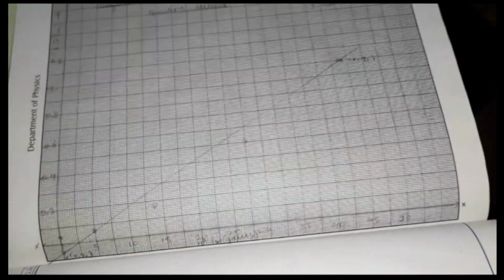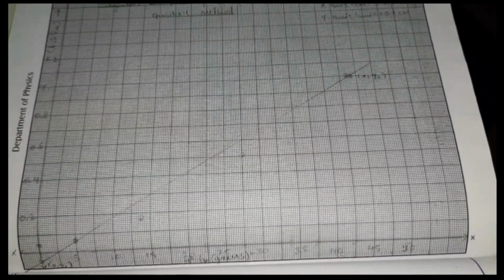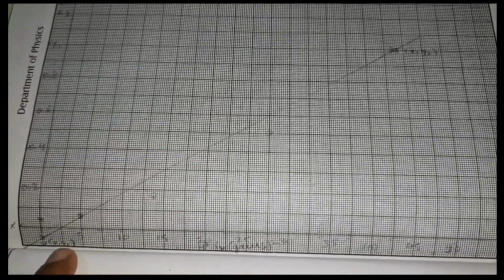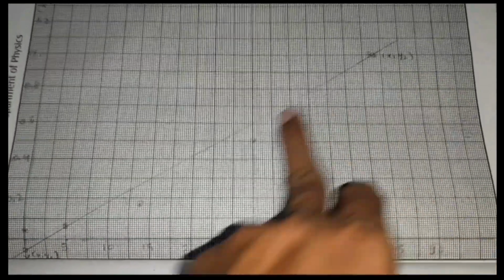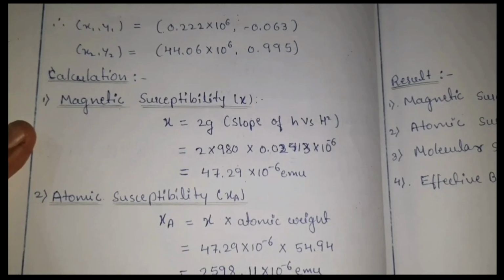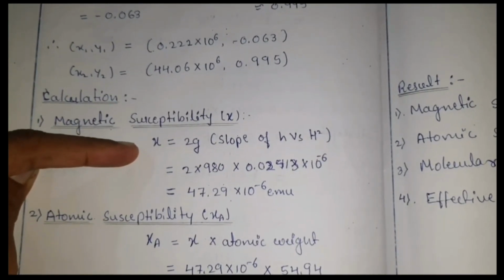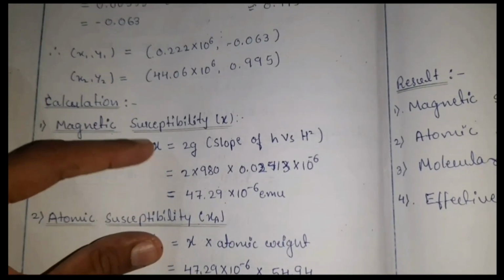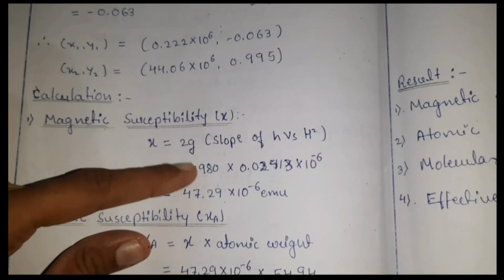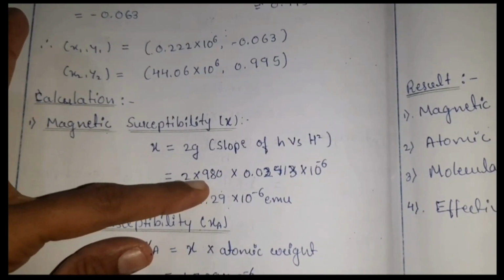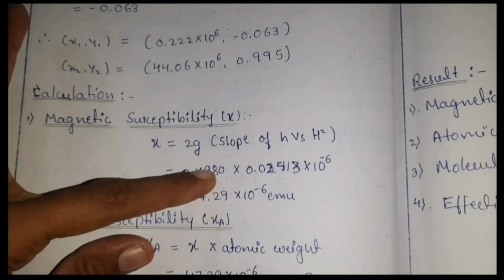This is the graph of h versus H square. You have to consider the x1, y1 values and join the line, so that must be a straight line. Magnetic susceptibility you can calculate, that is given by psi equal to 2g into the slope of h versus H square. The slope you have to calculate from the graph. The g value is gravity, that is 9.8 meter per second square, or in terms of centimeter 980.